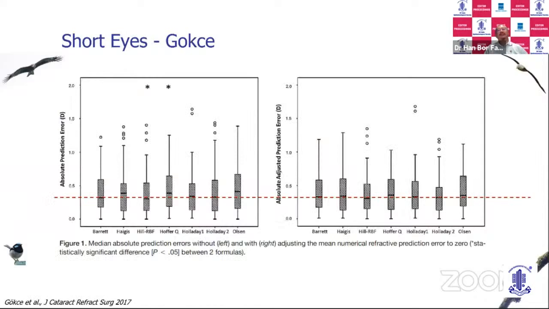Gokce did a study mainly just for short eyes, and we look at the compactness. This is the median absolute error, and the compactness, for, in his case, Barrett, Haigis, RBF, and Holladay 1 is very good. Olsen doesn't seem to do so well here. This is pre-optimized and this is post-optimized. So it looks about the same.